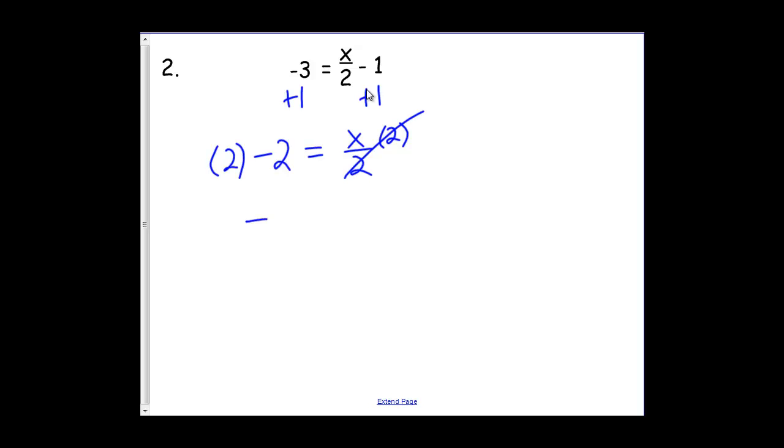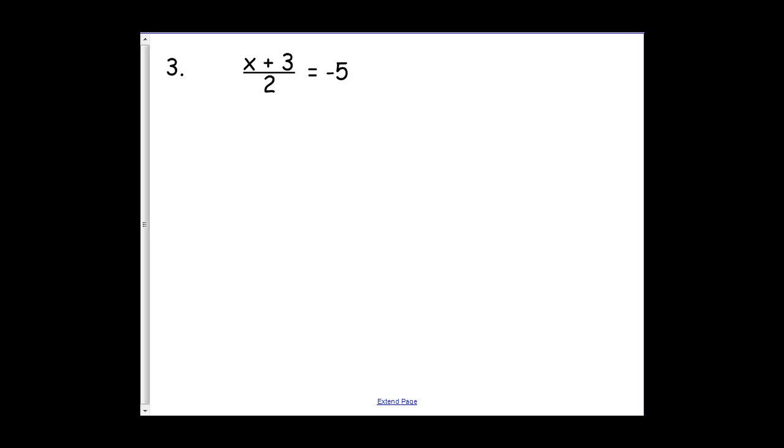A positive times a negative gives me a negative, and it looks like x equals negative 4. Stay with me on just a few more examples. This is a little different because there's a couple things happening here. You see there's an operation in the top of my fraction.